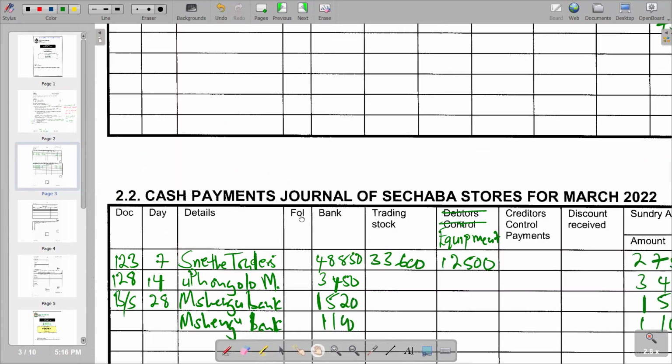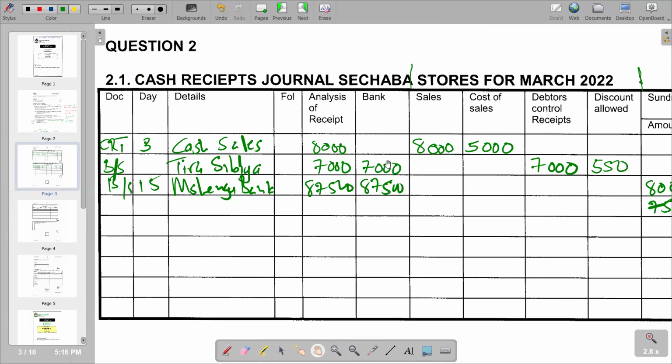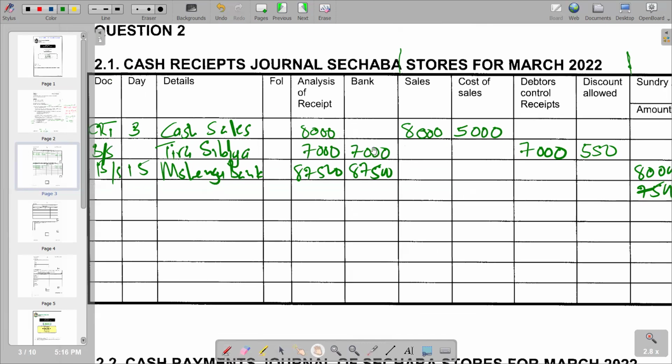And this is our cash receipts journal completed. So this is what we have, guys, according to this video, on the preparation of the journals. In particular, we have the cash receipts journal and the cash payment journal according to the question paper of March 2022.